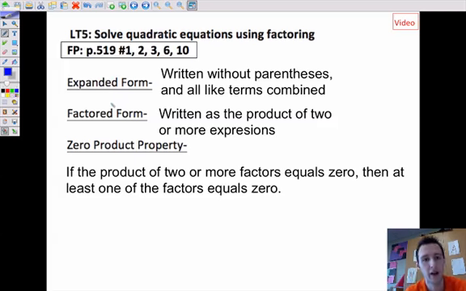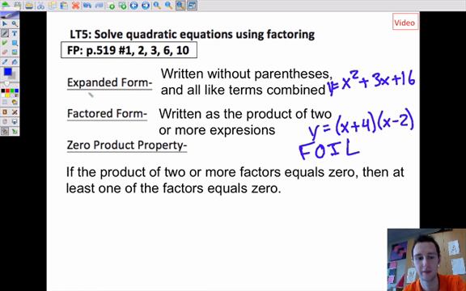Learning Target 5, solving quadratic equations using factoring. Factoring is really similar to what we did in the warm-up, the daily math problem where you're drawing all those squares and foiling. It's kind of the opposite of foiling. We'll get to that in just a minute. First, all I need you to do is just write down these definitions of a couple different forms and then the zero product property, which is really important for solving the equations.